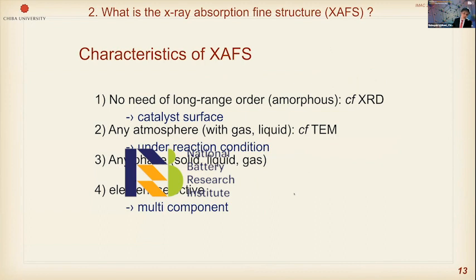Okay, what are the characteristics of that? The point is, first, no need of long range order, so it is applicable for amorphous materials. And this is a strong point compared to XRD. XRD must have a long range order. A catalyst surface usually doesn't have a long range order, so we can't get any information from XRD. In such cases, this is a powerful tool for analyzing it.